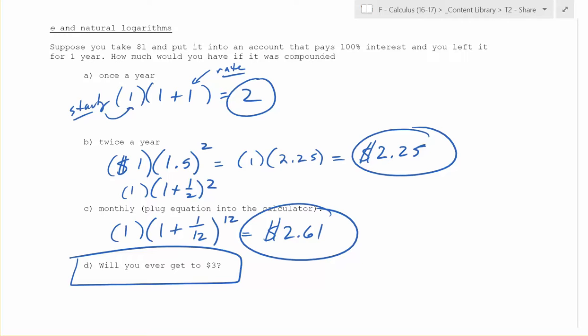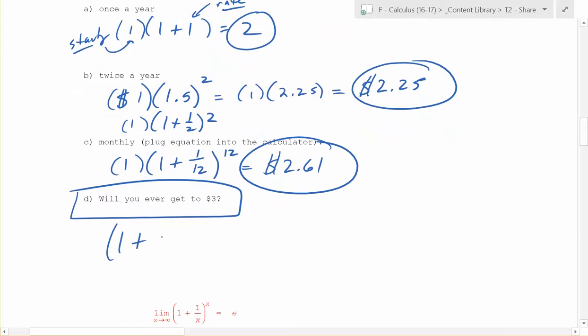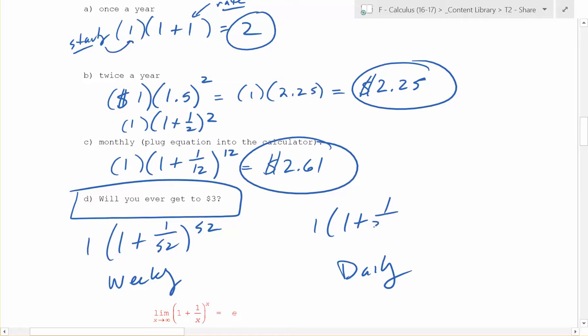Weekly. What would that be? Weekly would be 1 plus what? 1 over 52, to the 52 power. So that would be weekly, right? And what would be daily? 1 over 360. Yeah, it's interesting, sometimes books use 360. Not yet, we're doing it like this. Just keep up with this pattern for now. Do both of those for me and tell me what you get.